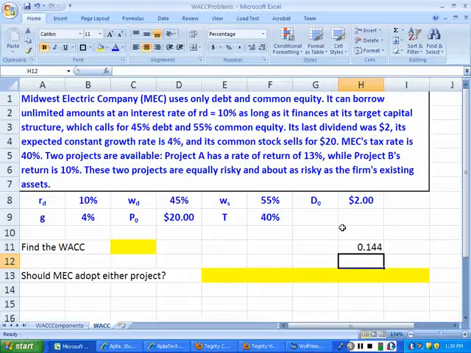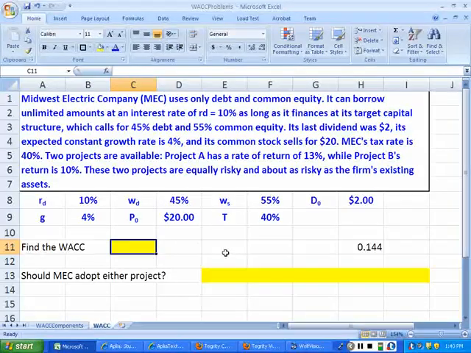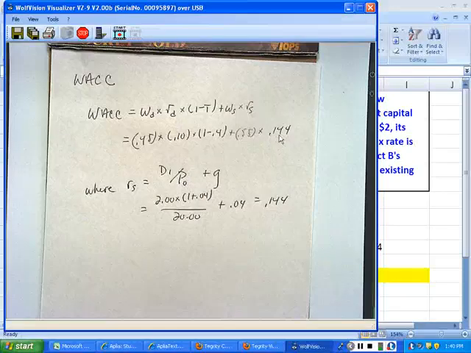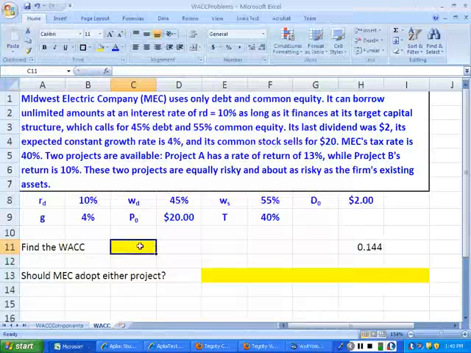And so if you were to plug that in up above, we can then calculate that WACC. Again, taking a look at this problem, we want to put in the weight on debt times the cost of debt times 1 minus the tax rate, plus the weight on equity times the cost of equity that we had just found, and that'll give us our weighted average cost of capital.